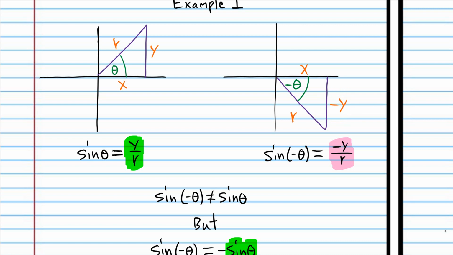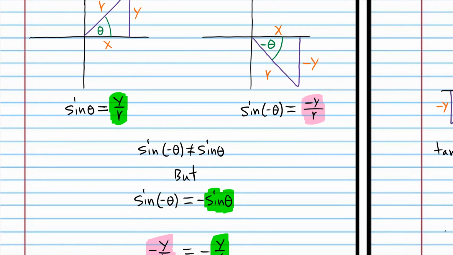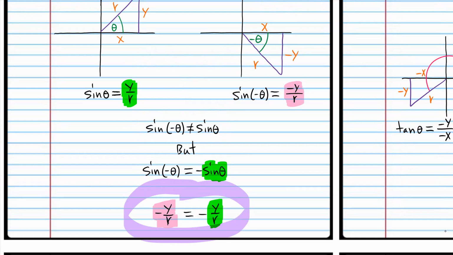That's the only difference. So that said, it is not true that sine of a negative angle is equal to the sine of the corresponding positive angle. This is not true. But we can modify the equation slightly by writing a negative symbol. You see that purple negative symbol there. We can write a negative, and that will change the equation so that it is true. Sine negative theta is not equal to sine theta, but sine negative theta is equal to negative sine theta.